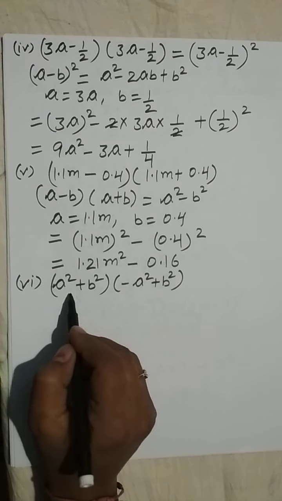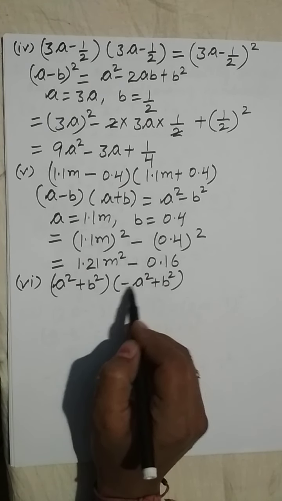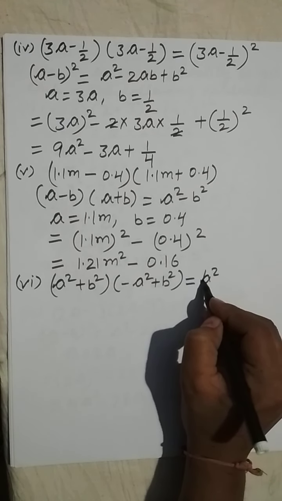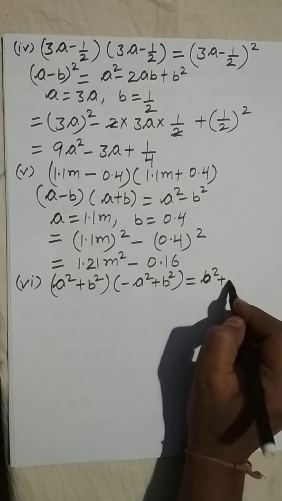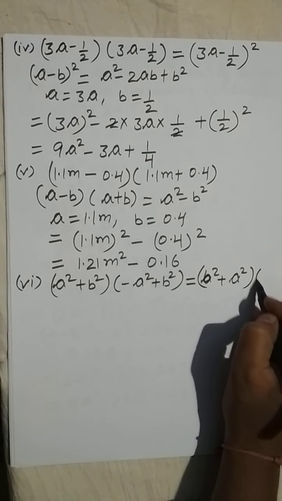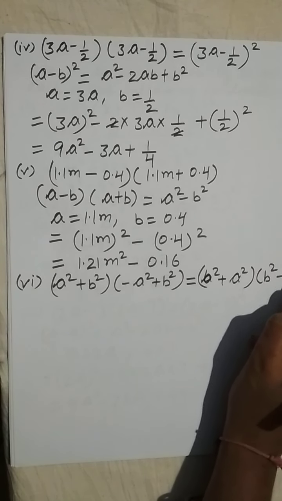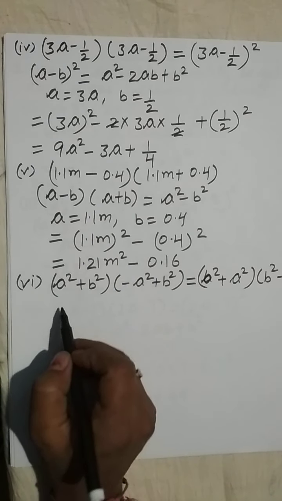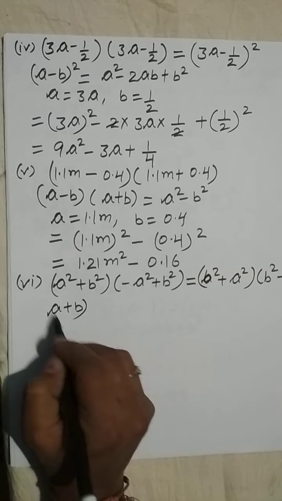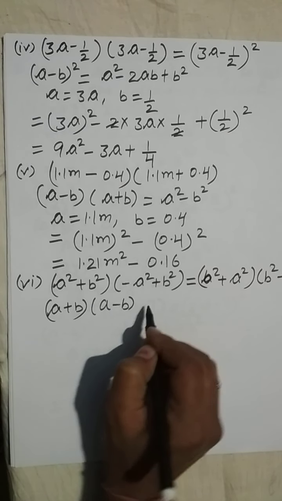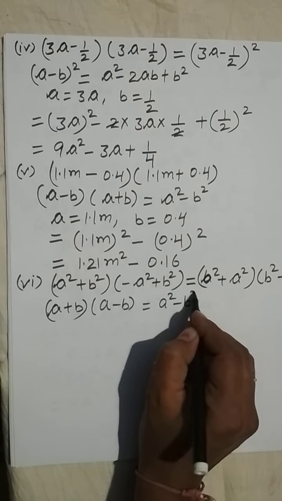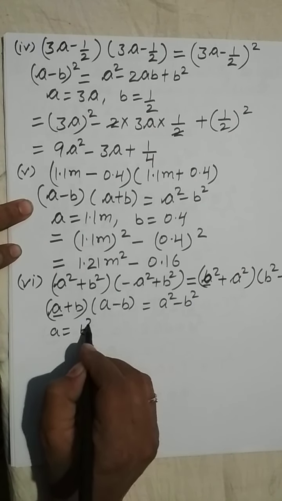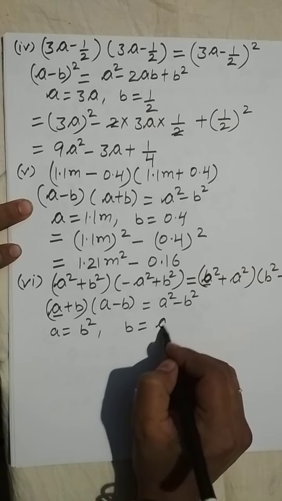Next one is (a square plus b square) into (minus a square plus b square), which can be further written as (b square plus a square) into (b square minus a square). Now this is converted into the type of (a plus b) into (a minus b). So (a plus b) into (a minus b) is equal to a square minus b square. Now here the value of a is b square and b is a square.